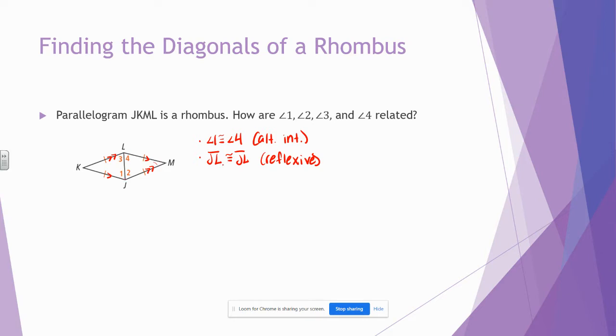So now we have two triangles that are congruent because we have an angle here, and then we have side, side. I'm going to mark in this angle. So since this line is parallel to itself, we have side, angle, side.